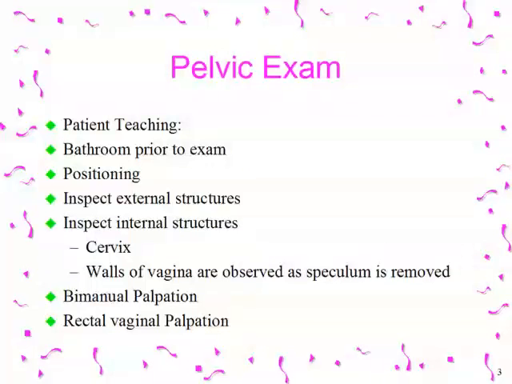Remember that the cervix will be noted to look for the color, the surface, and the discharge coming from the cervix. The bimanual palpation is actually done to evaluate the size, shape, and consistency of the ovaries as well as the uterus. The rectal vaginal palpation is done to confirm uterine position as well as to follow up on any complaints the woman might have of pain, bleeding, and those types of issues.